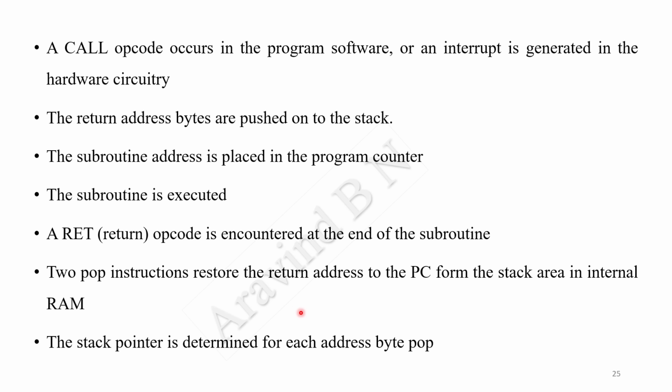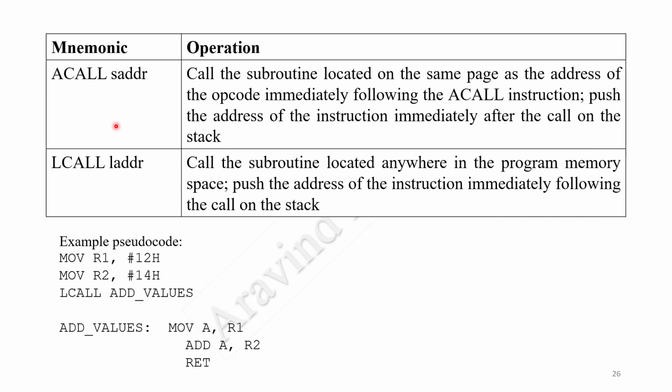Second part, the theoretical explanation has been done over here: what happens to the stack, as well as what happens to the program counter when the call instruction is executed. Everything is theoretically explained. Now the types of call instruction we have explained, and a small example of the call instruction.